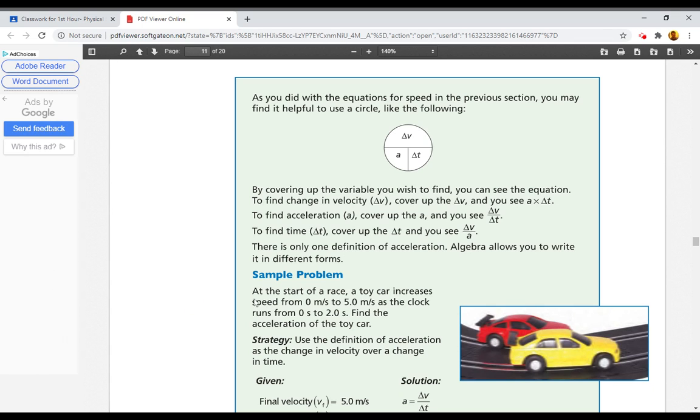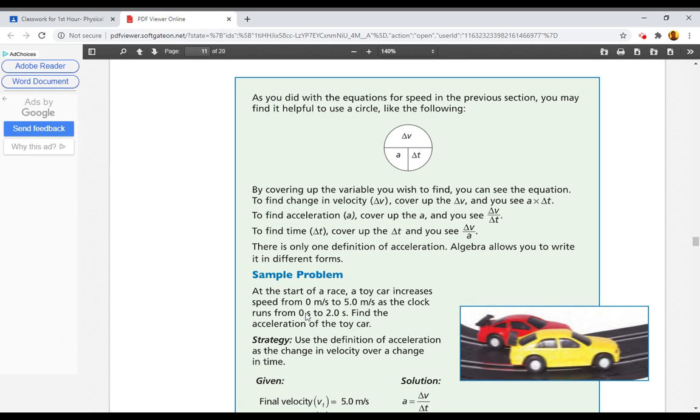Sample problem. At the start of a race, a toy car increases speed from 0 meters per second to 5 meters per second as the clock runs from 0 seconds to 2 seconds. Find the acceleration of the toy car. Strategy: use the definition of acceleration as the change in velocity over a change in time.